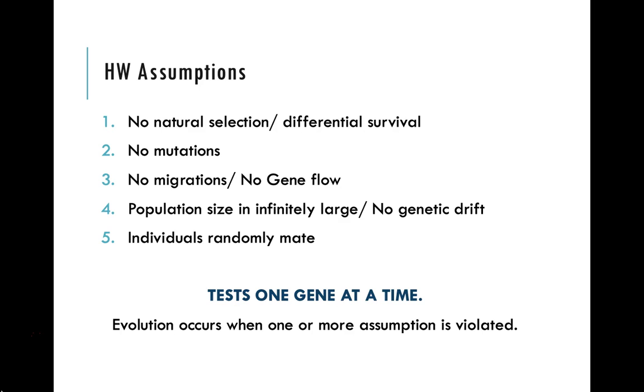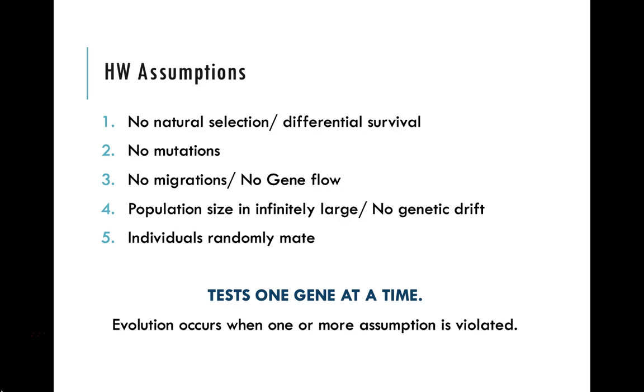So the Hardy-Weinberg equation and equilibrium talk about one gene at a time. Is this one gene evolving in a population? So let's talk about these assumptions, keeping in mind that if any of these are violated at any time with respect to one gene, then your population is evolving. So our assumptions: no natural selection. That means nobody is surviving any better than anybody else. No new mutations. That means we're not getting any new alleles. No migration. That means no one's leaving a population or coming into a population and moving their alleles with them.